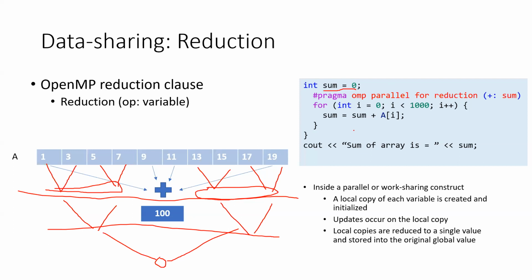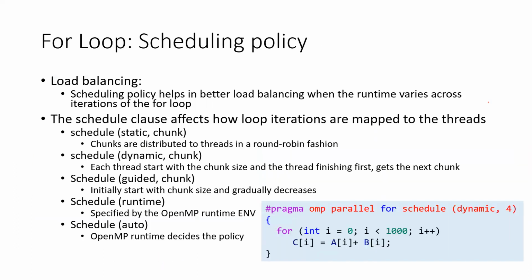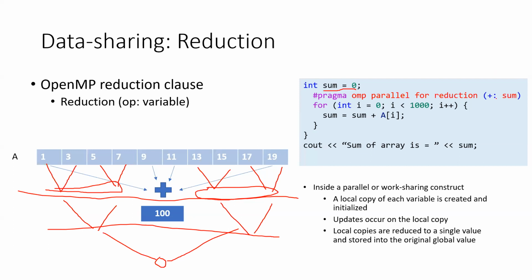Sir, for this reduction, can we also do operations like division? So reduction operations are only allowed when the operation is commutative and associative. So when the order doesn't matter to the final output, only those operators are supported by reduction. All operators are not supported by reduction. If you search for operators supported by reduction in OpenMP, you will get a list of operations. Division doesn't support it, right? Division is not associative, so you cannot use that as a reduction.